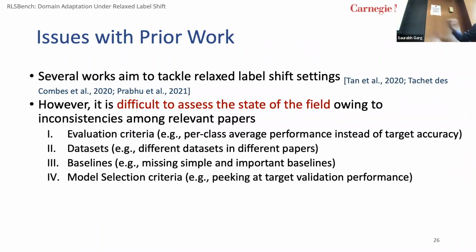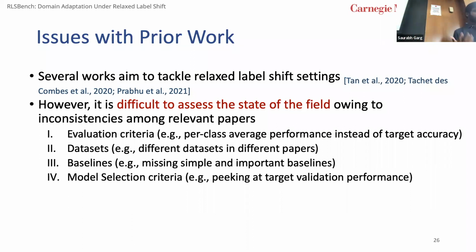Okay, there's also another line of work where people have tried to tackle these relaxed label shift problems, but this literature is emerging very recently, and it is very difficult to assess the state of the field right now because evaluation criteria in different papers are different. They evaluate on completely disjoint sets of datasets. There are missing simple baselines which they should include. And we show that some of those simple baselines do much better than all the methods that have been previously proposed in these recent papers.